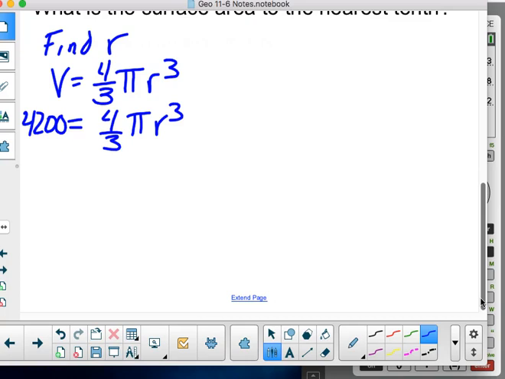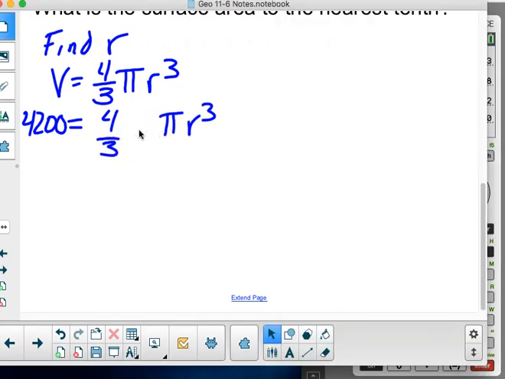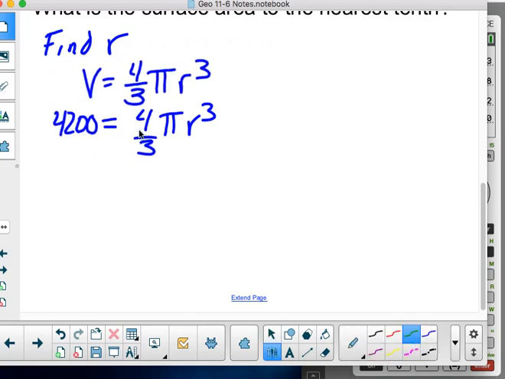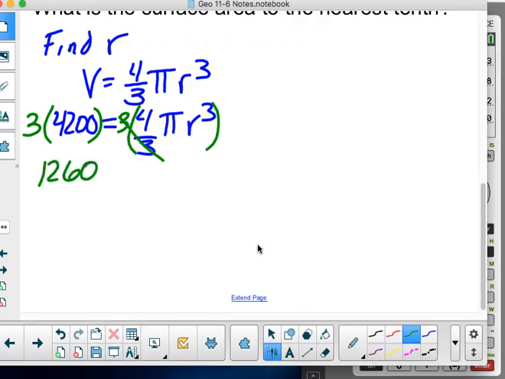Now, in the one above, I multiplied by the reciprocal 3/4. I can just do one thing at a time. I can multiply by 3. So I'm just going to multiply 4,200 by 3. 4,200 times 3 equals 12,600. I'm going to multiply both sides by 3 to solve. When I do that, that knocks out the denominator, and this becomes 12,600. So I got 12,600 on this side, and I got 4 pi r cubed.